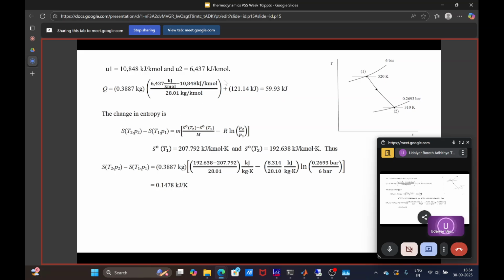So the change in entropy for this process is again the same as what we did in the previous problem. S(T2, P2) minus S(T1, P1) is mass into the change in the reference state S naught T2 minus S naught T1 minus R ln P2 by P1, with respect to T1 and T2 and the corresponding S naught values here. So substituting the values, R is known, we know the pressures, we get the change in entropy to be 0.1478 kilojoule per Kelvin.